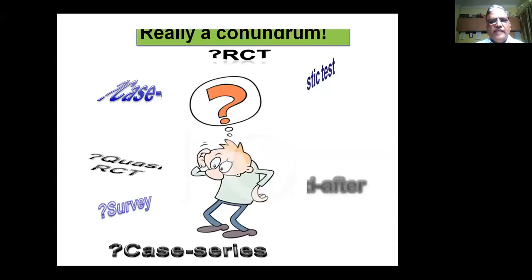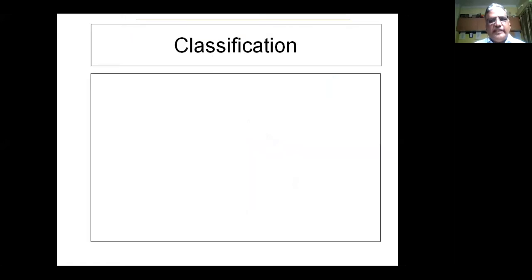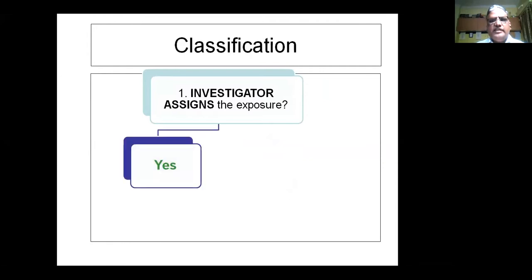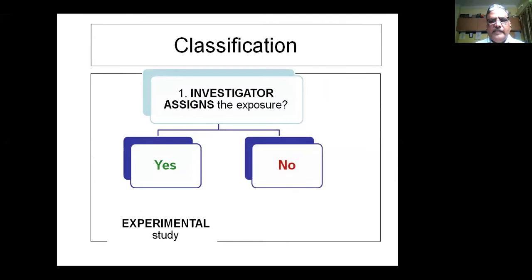So RCT, case control, diagnostic test, cohort, quasi-randomized, before-after, survey, case series, it's a big conundrum. So how does one get around this systematically? The first question one should ask is, is the investigator the one who decides who gets what? If the investigator is assigning the exposure, if the answer is yes, then it is an experiment because the investigator has control on who gets what. If that's not the case, then it is an observational study.